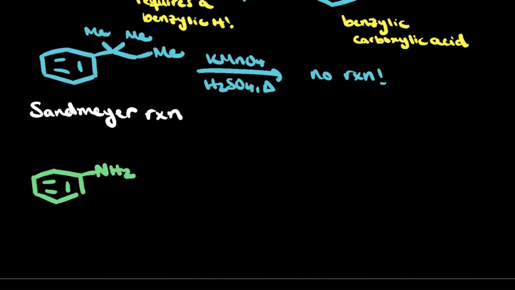And you're going to do a couple things. First, you're going to go in and react it with sodium nitrite and hydrochloric acid at 0 degrees Celsius. Okay, there's some acid-base reactions going on there, so 0 degrees Celsius is very important. And then you end up with your diazonium ion.